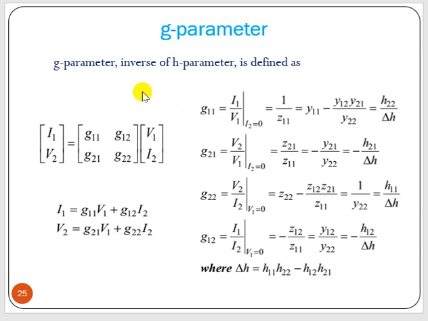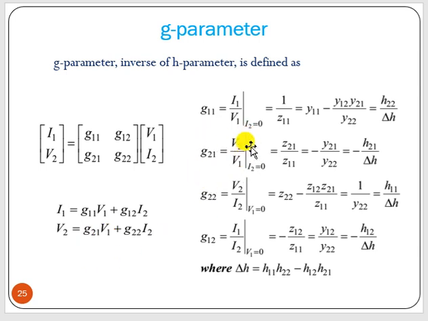Now G parameter is nothing but the inverse of H parameter. In case of H parameter, we have taken V1 and I2. Here we are taking I1 and V2 as dependent variable. So independent variable will be opposite of that. That is V1 I2 and we have the G parameter and this is the expression. So using G11 when we make I2 equal to 0, G11 is I1 by V1. So this is input admittance. G21 is V2 by V1.